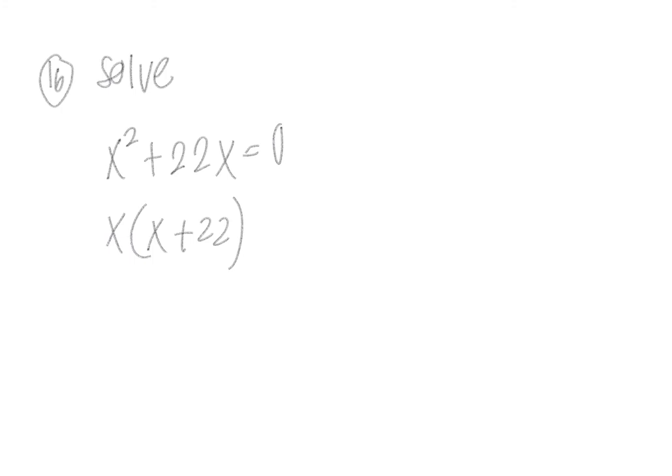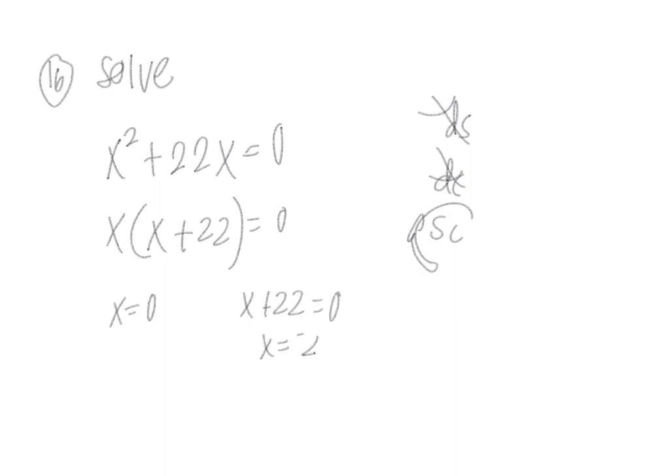There are 3 formulas for a binomial: difference of squares, difference of cubes, and sum of cubes. This is not a difference formula, and this is not a sum of cubes. There's no cubes. So it's actually already factored out completely. So all I had to do is say x equals 0 and x plus 22 equals 0. So x equals negative 22 and x equals 0. So simple that it's hard to do. It'll throw you off.